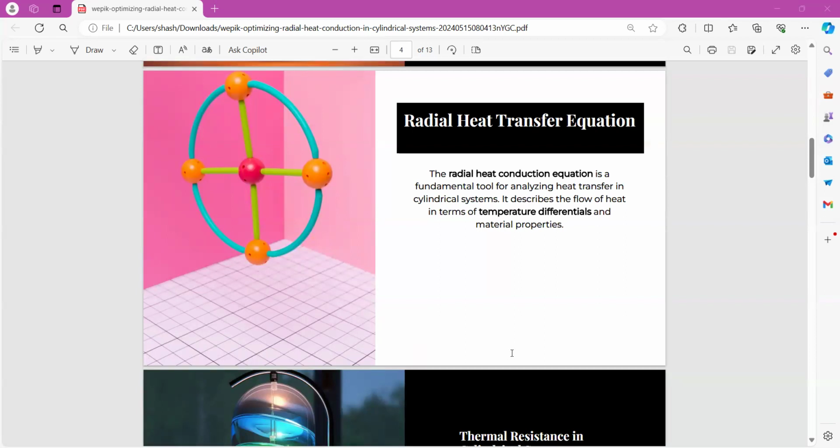Radial heat transfer equation. The radial heat conduction equation is a fundamental tool for analyzing heat transfer in cylindrical systems. There is an equation called radial heat conduction for cylindrical systems, which determines the heat transfer through a cylindrical system or a cylindrical body through the conduction process radially. It describes the flow of heat in terms of temperature differentials and material properties.